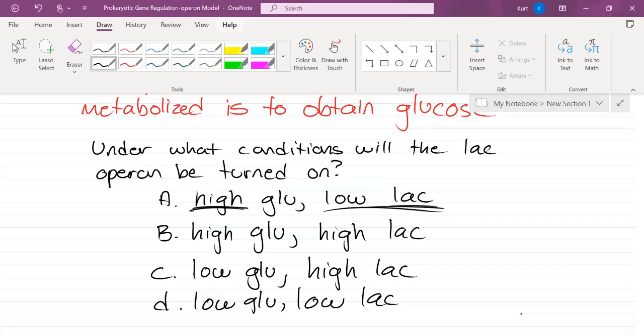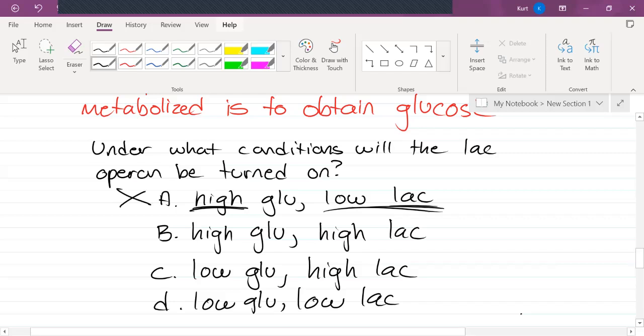The glucose is high. The lactose is low. Do you need the lac Operon to break down lactose? No. So option A is not the correct answer. Here, part B, glucose is high, lactose is high. Now, there is lactose. But remember what Sam just said. The purpose of breaking down lactose is to get to the glucose. You already have glucose. Do you need to bother breaking down lactose? No, you don't. So B would also be a situation where you do not turn it on.